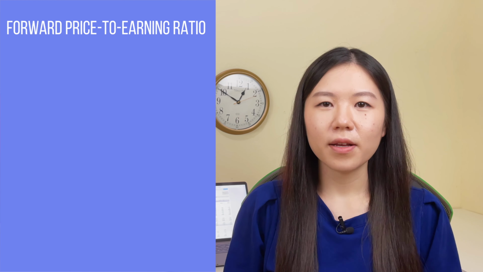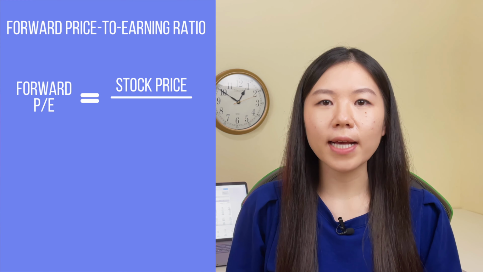On the other hand, the forward PE ratio divides the stock price by the projected earnings per share for the next year. The price to earnings ratio is good for analyzing whether an index or ETF is overvalued, but it's not enough information to compare or analyze whether a stock is overvalued. I'll explain why at the end of this video. Let's run through an example of how to calculate the price to earnings ratios.